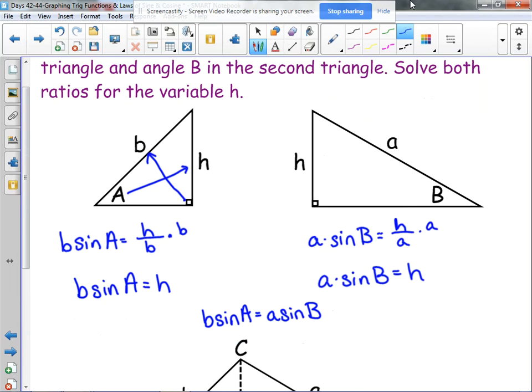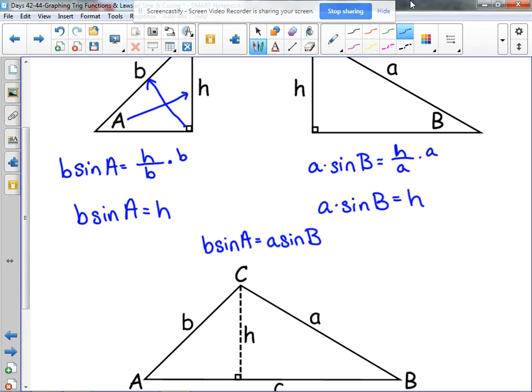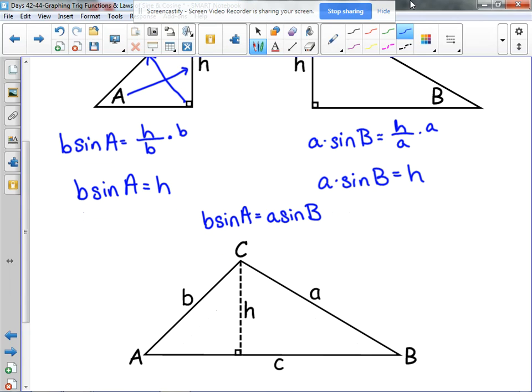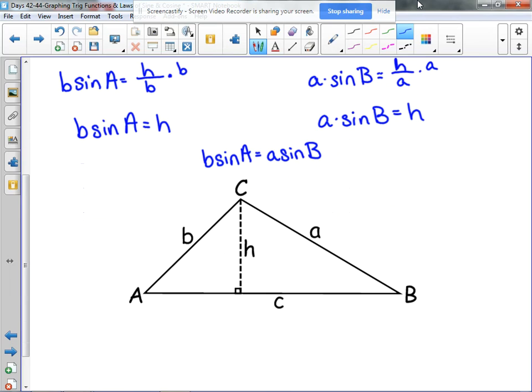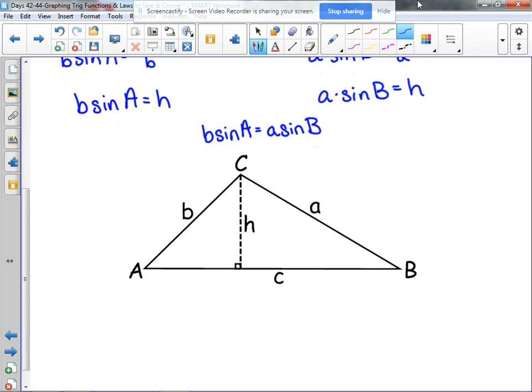So if I take these two triangles and squish them together, since they have the same height, I can put the two triangles together and create a big triangle here, which is not a right triangle. I know that you see a right angle right here, but technically that right angle is not one of the angles of the big triangle. That's just the perpendicular segment there to measure the height of the triangle. This is not a right triangle.